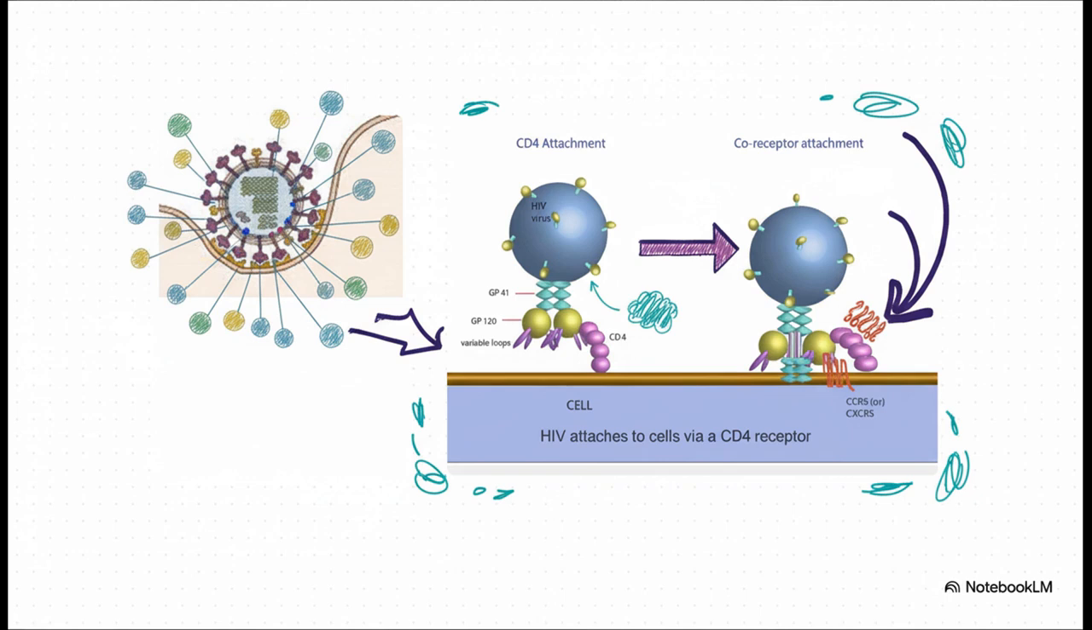So for something like influenza A, it's pretty straightforward. It just needs to find that one receptor, sialic acid, and it can latch on. But then you look at HIV-1, and it's much more sophisticated. It's a two-step process. First, it binds to its primary receptor, CD4. That binding actually causes a shape change, which then lets it grab onto a second molecule, a co-receptor, like CCR5. It's like needing two keys to open a lock, which gives it this extra layer of specificity.